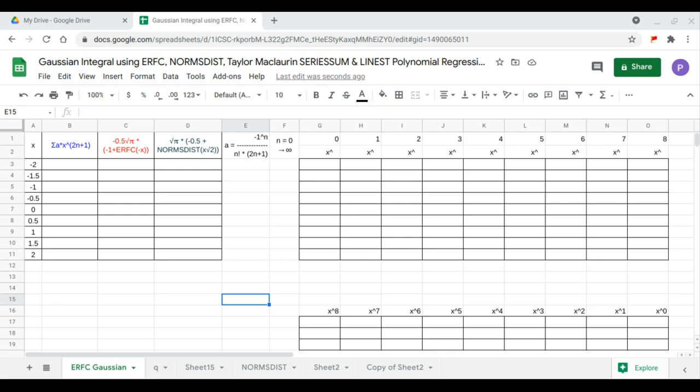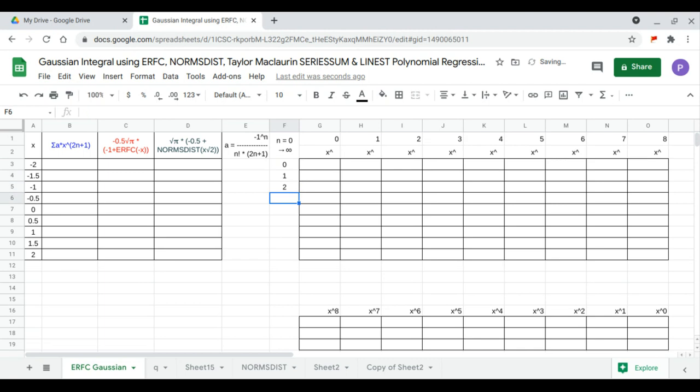In this video, we'll show the trend line and dataset of the Gaussian integral using ERFC, NORMSDIST, and Taylor-Maclaurin SERIESSUM, LINEST Polynomial Regression. We begin with the Taylor-Maclaurin series sum of the Gaussian integral, which is the summation of a times x to the power 2n plus 1, where the coefficient a is negative 1 to the power n over factorial n times 2n plus 1, and the value n will be from 0 to infinity.